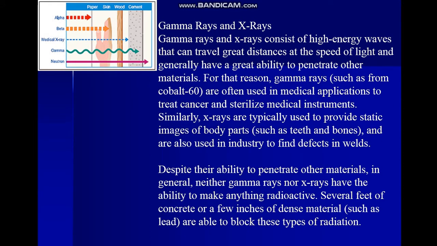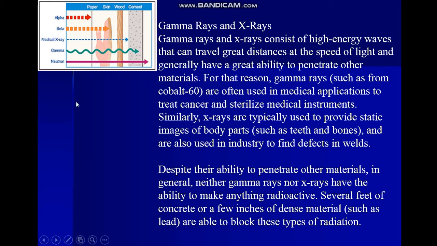The next types of ionizing radiation are gamma rays and X-rays. Gamma rays and X-rays consist of high energy waves that can travel great distances at the speed of light and generally have a great ability to penetrate other materials. For that reason, gamma rays, such as from cobalt-60, are often used in medical applications to treat cancer and sterilize medical instruments. Gamma rays are widely used rays in radiotherapy.